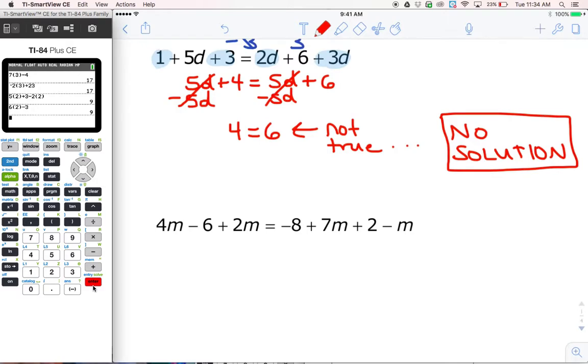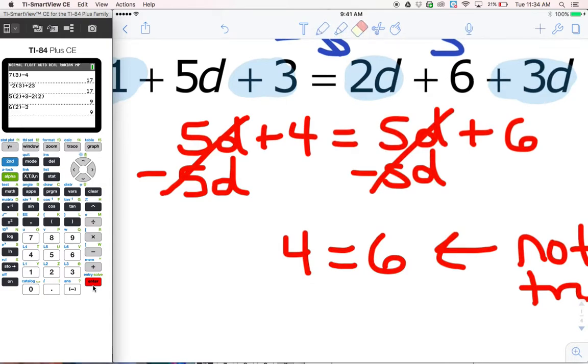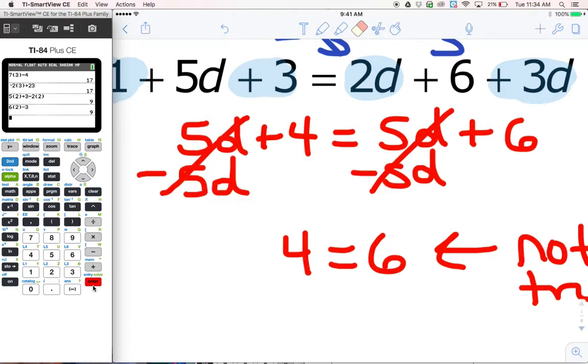Can we focus for a second, though, on this line right here? Let's just erase these real quick. If I have 5D plus something else, and I have the same 5D plus a 6, that shouldn't make sense, right? That shouldn't work. I shouldn't be able to multiply 5 times something and add 4 and have it equal 5 times something when I add 6. There's just no way to make this problem work. And that's why we say no solution, okay?